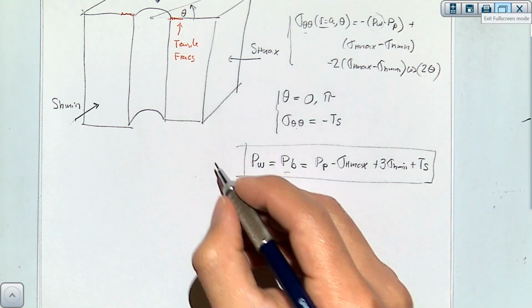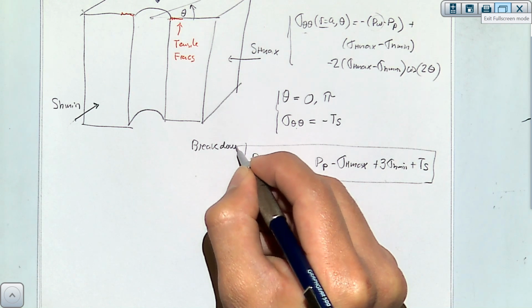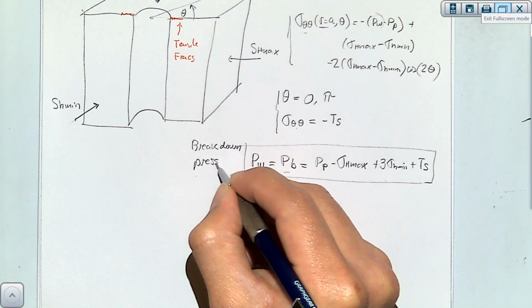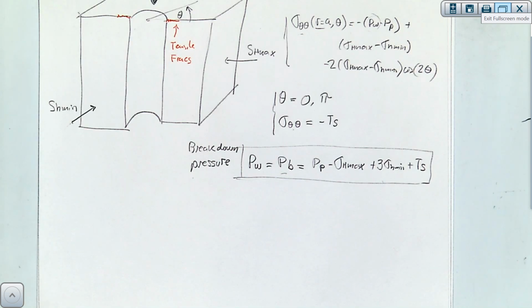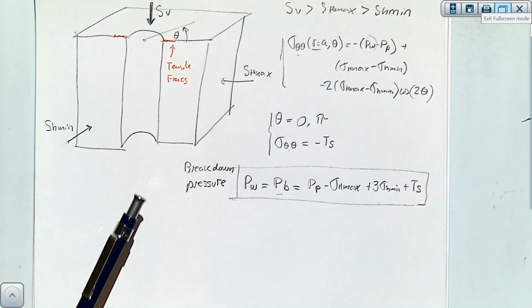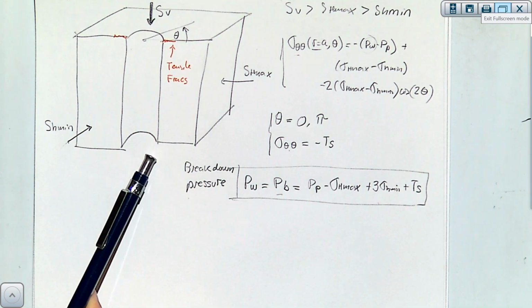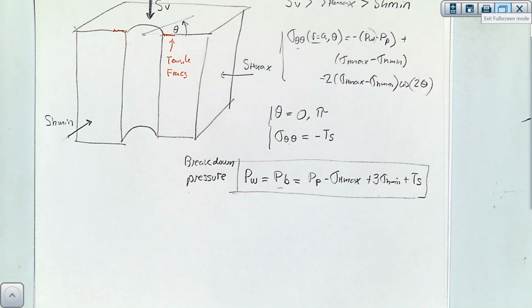And this is what is called breakdown pressure. And this is the pressure needed to get the rock to fail in tension. Okay.